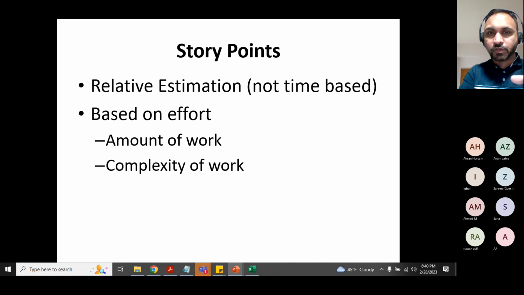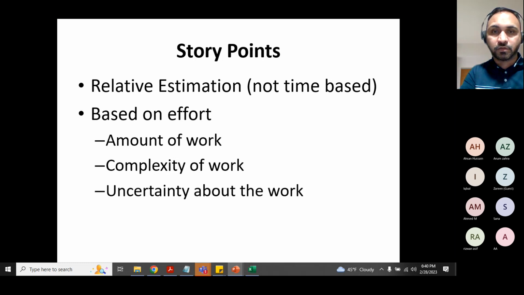Remember the bullet points that I was showing you? Database, GUI, user experience, all those things. So it could take longer, but it could be simple from a functionality standpoint. And the next factor that you have to consider when you provide an estimate in terms of effort is uncertainty about the work. You are not sure until you actually start working on it.